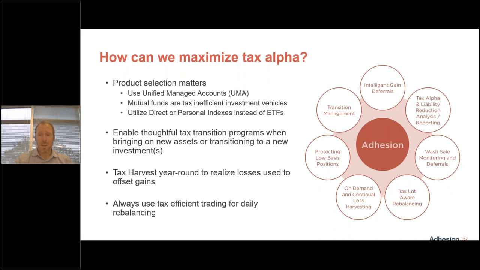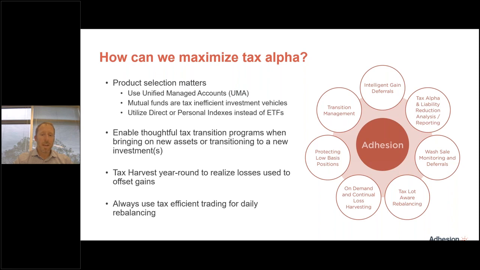Additionally, I want to focus on the often overlooked piece of product selection. This is really the first lever that you as an advisor have to pull in generating this tax alpha. The first point is that we should be using unified managed accounts, or UMAs. You see, a UMA consolidates an investor's various accounts, traditionally a mix of funds and separately managed accounts, each with multiple, often overlapping holdings with various purchase prices and so forth.